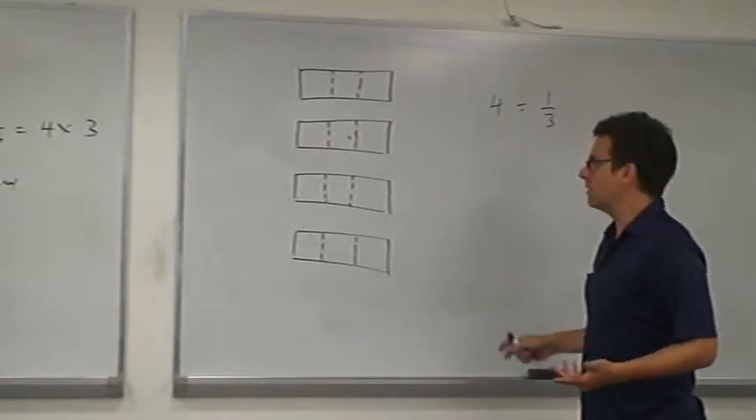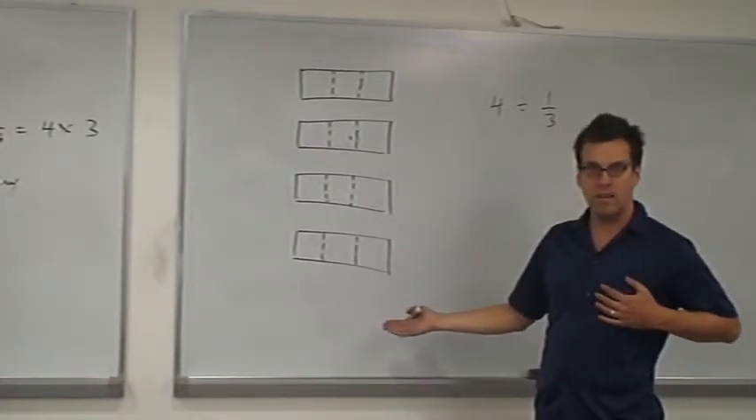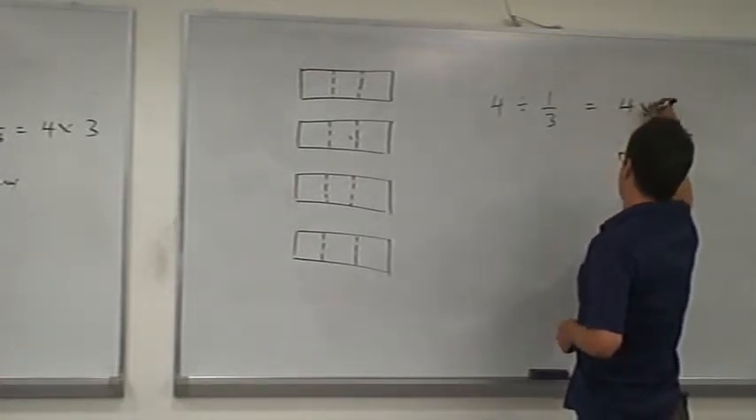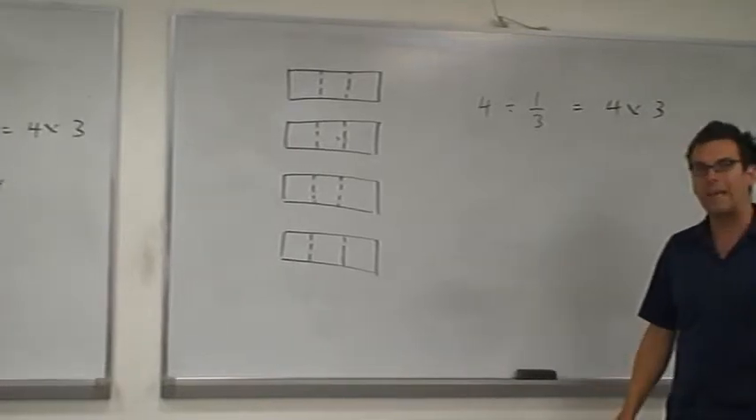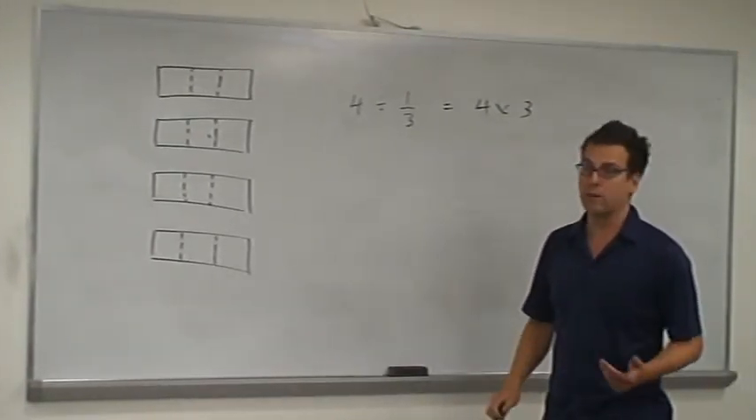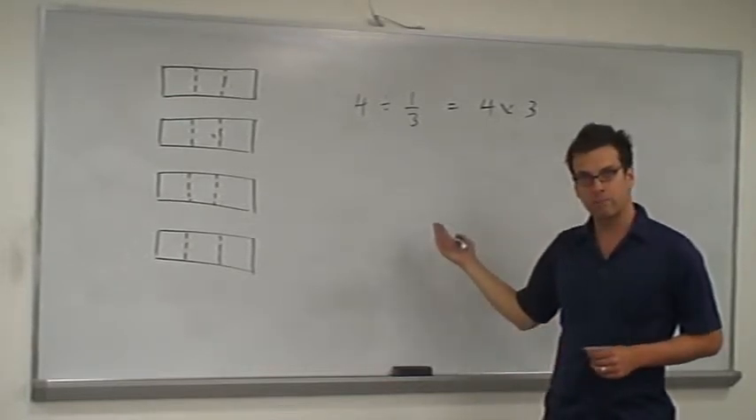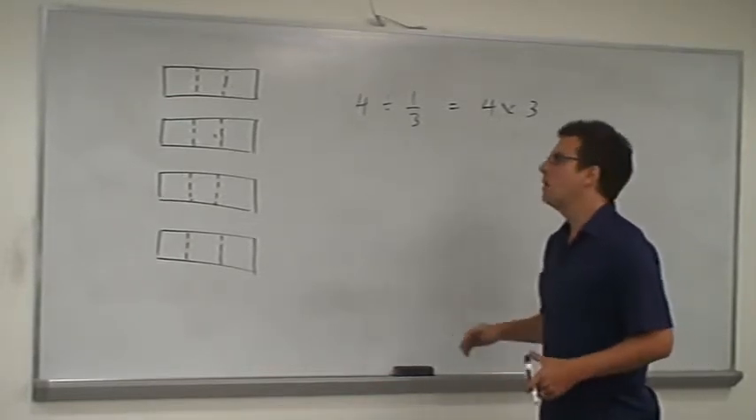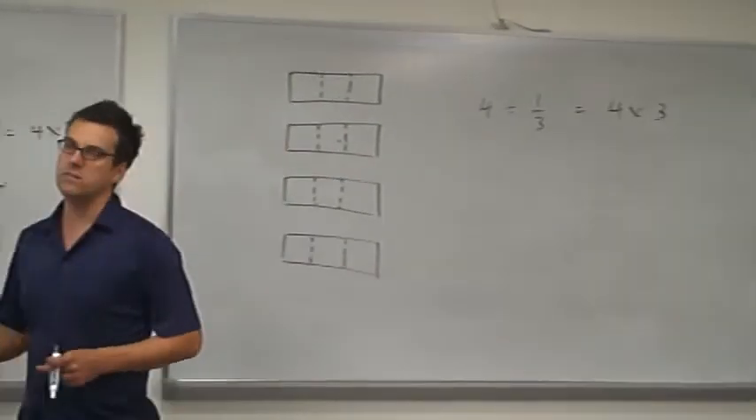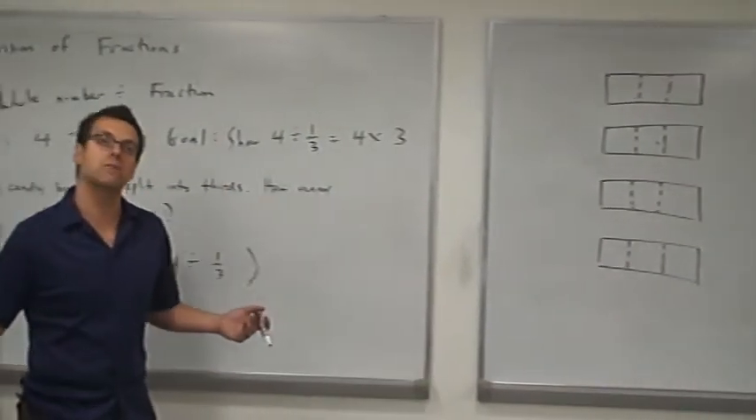But very clearly, in actually solving this problem, we see that the arithmetic that can be used to solve this problem is 4 times 3. So in this example, it's quite clear that 4 divided by 1/3 is equivalent to 4 times 3. Again, that's what we want to get across. So we have yet more evidence that the correct way to divide fractions is by multiplying by the reciprocal.